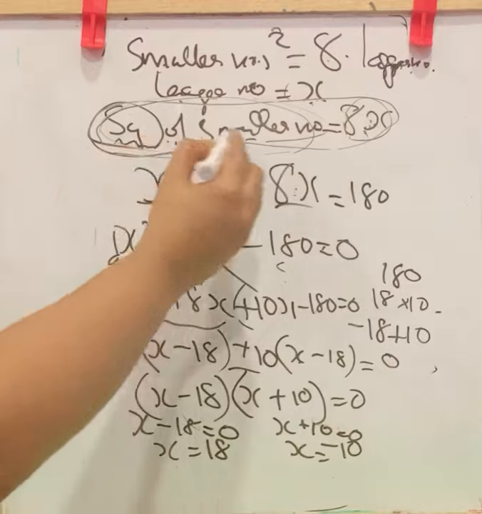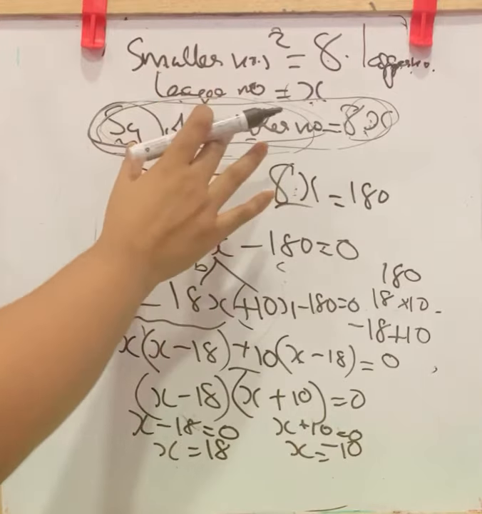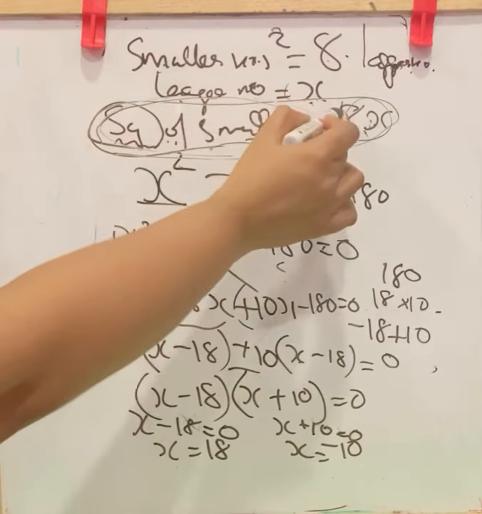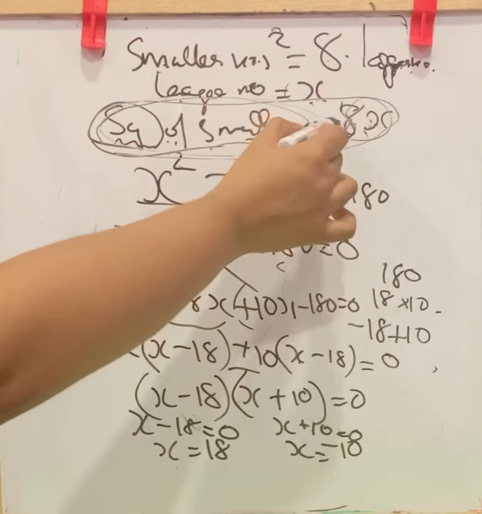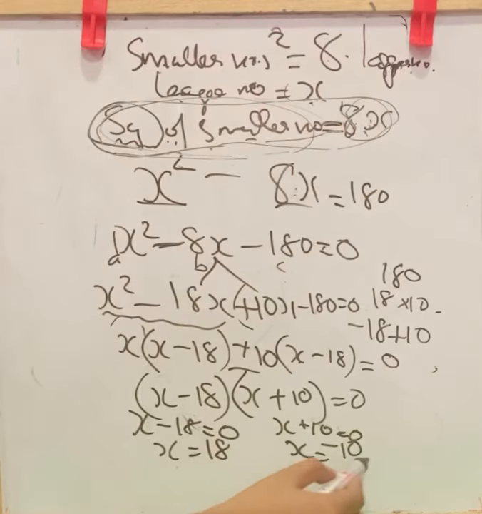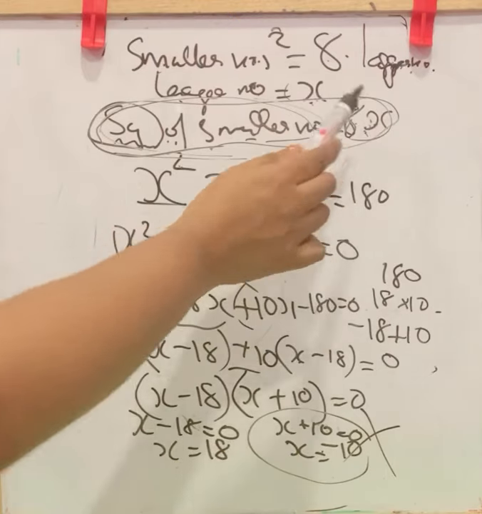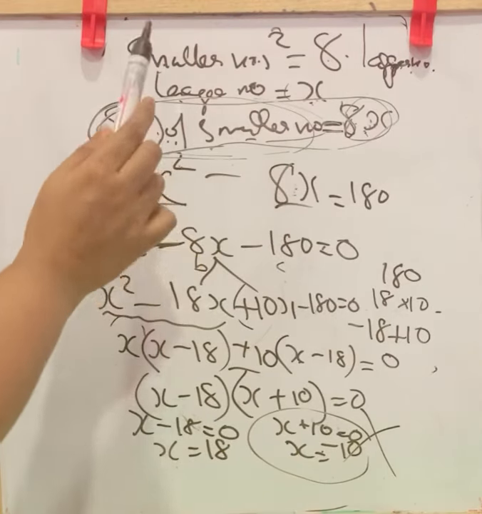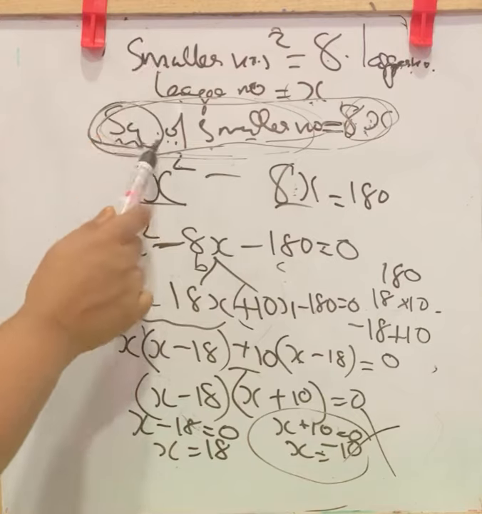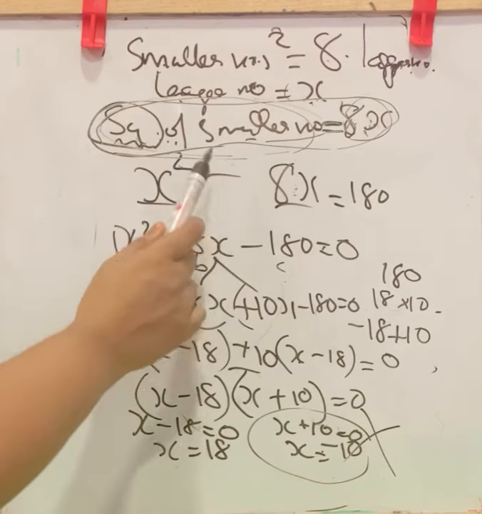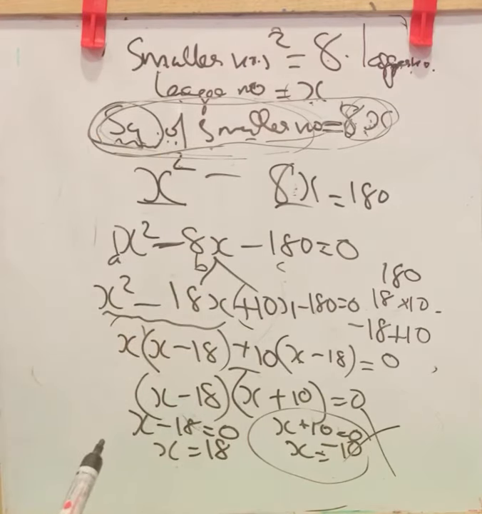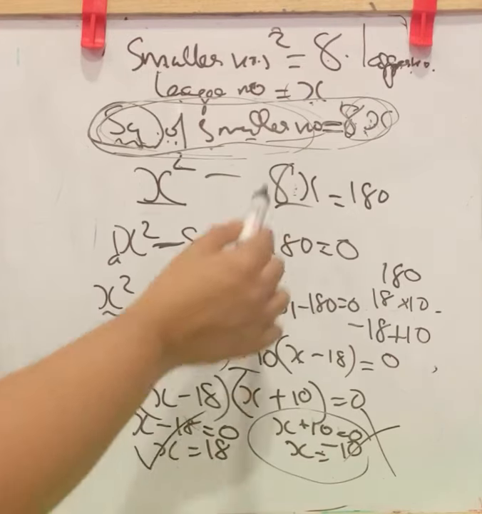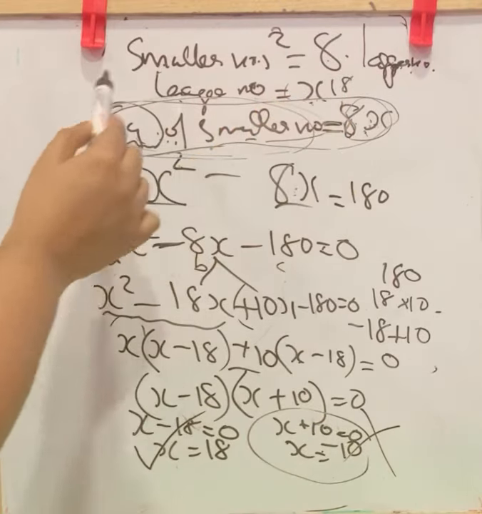The square of any number will be positive, so here also the result must be positive because it is equal. So we can't consider this, because it is negative. If x is negative, then this side also must be negative, but here it is a square number, so it will never be negative. So we have to consider this positive value. x is positive, so the larger number is 18.